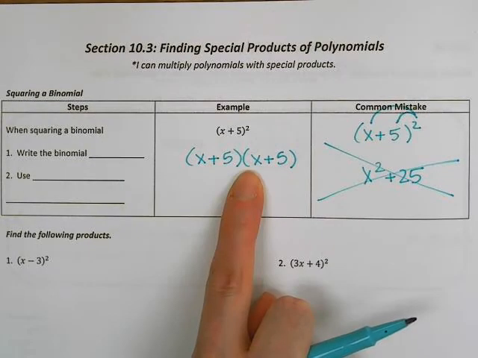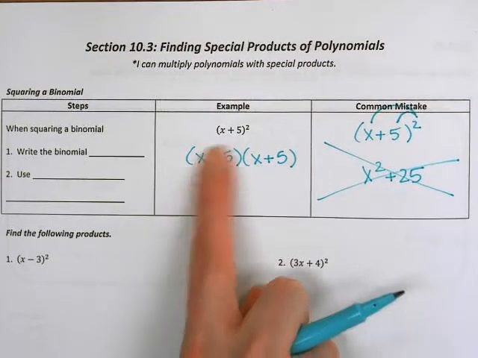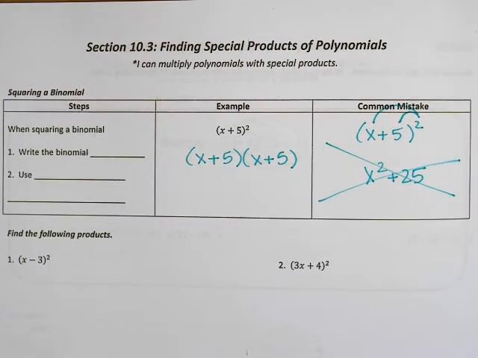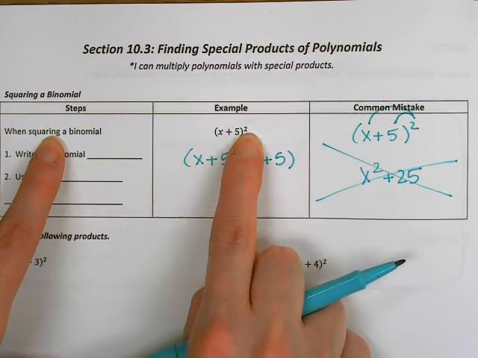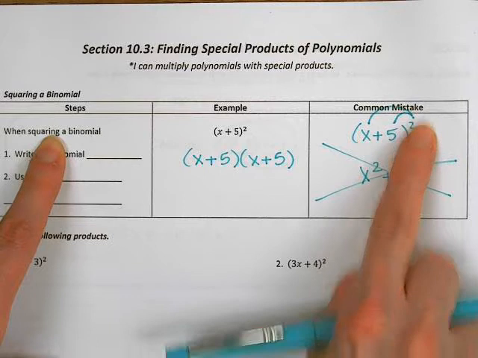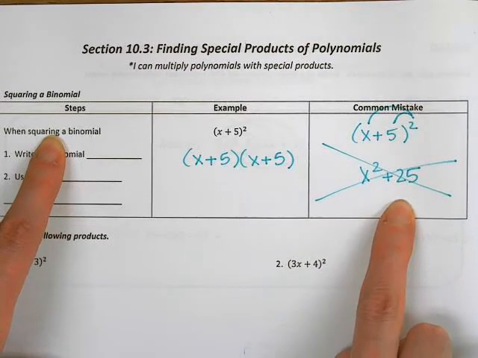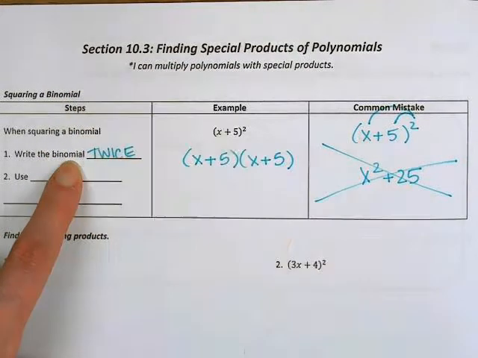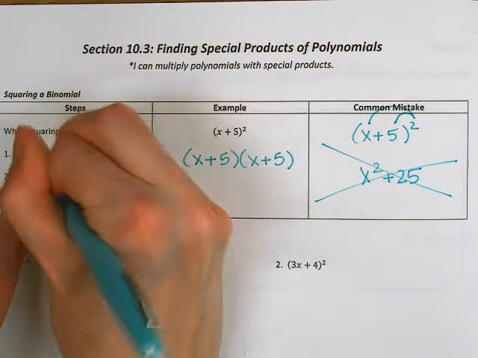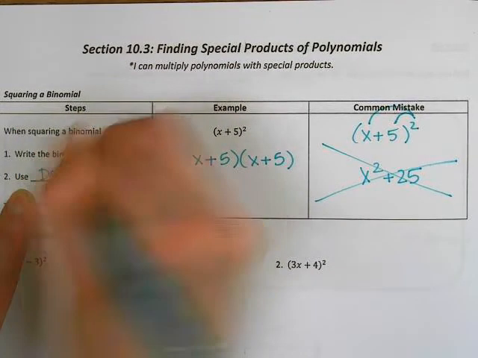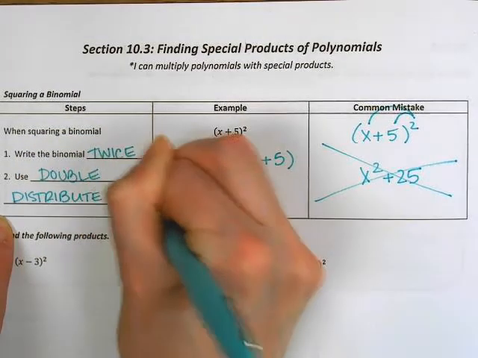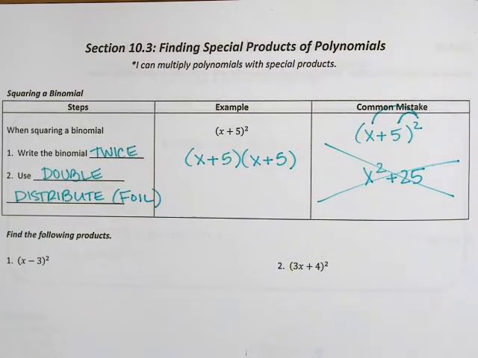And then it's just like the problems that we did yesterday where you double distribute or FOIL, whatever you want to call it. So very important, guys. When you are squaring a binomial, you cannot distribute the square. You have to write the binomial twice. Write it twice and then use what we did yesterday. Use the double distribute method, or if you preferred it, FOIL. So let's actually do this the right way.